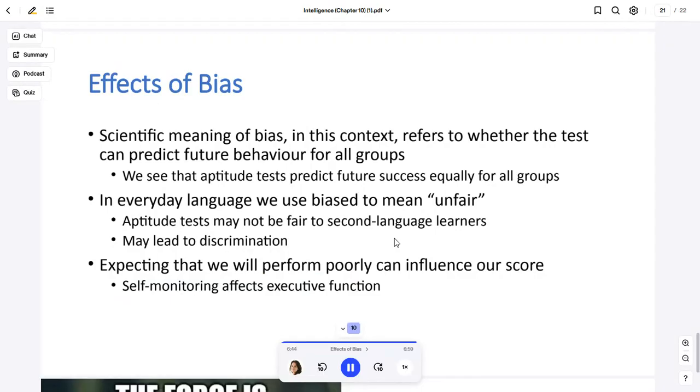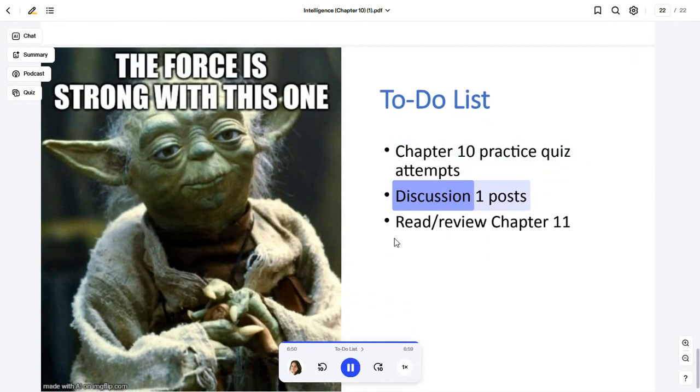To-do list: Chapter 10 practice quiz attempts. Discussion 1 posts. Read and review Chapter 11.